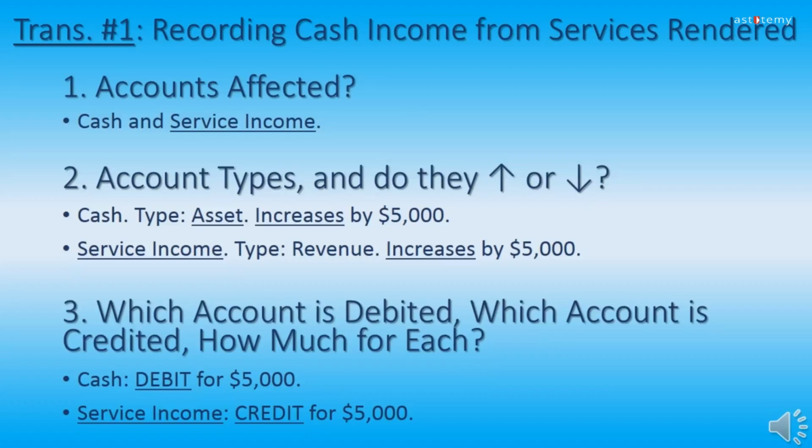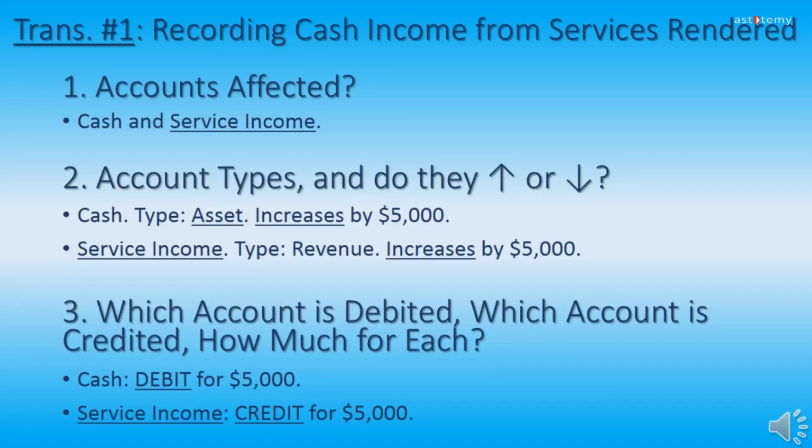Here we discuss the first 3 steps for Transaction 1, recording cash income from services rendered. Be sure to have your handout handy, as well as your T account handouts if you need them. Step 1. What are the accounts affected? The accounts affected are cash and service income. Step 2. What are the account types and do they increase or decrease?